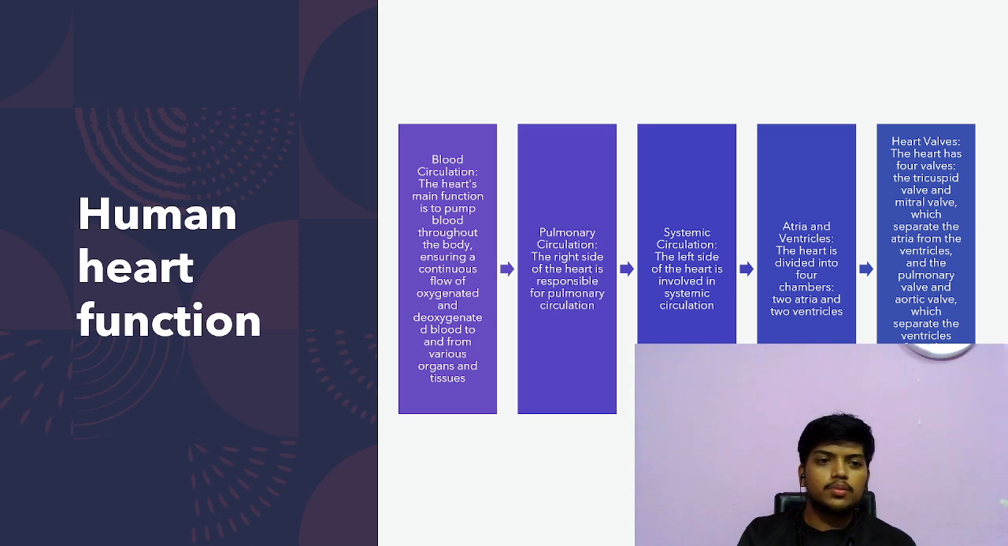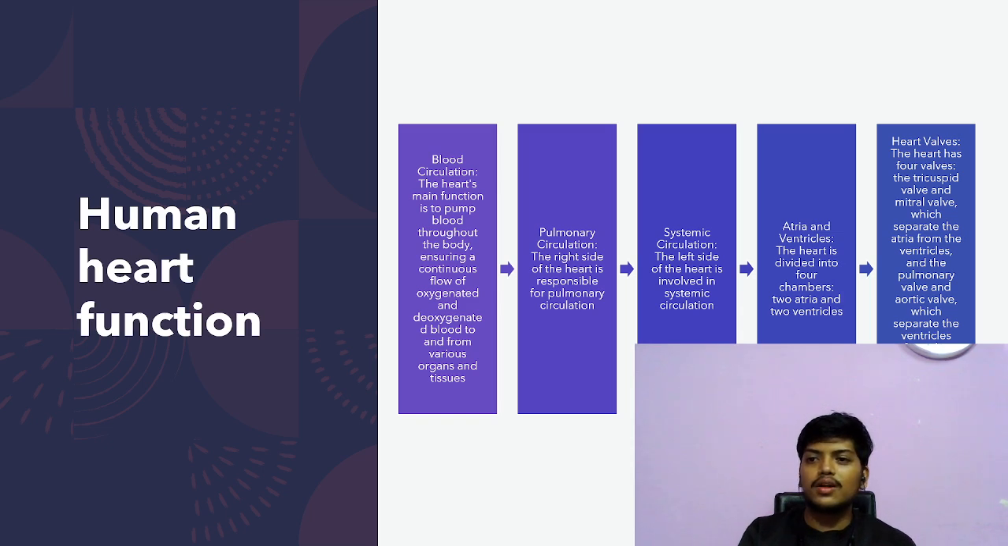The second part is human heart function. Human heart function mainly covers blood circulation. The main function is to pump blood through the body, ensuring a continuous flow of oxygenated blood as well as deoxygenated blood to and from the various organs and tissues. Next is the pulmonary circulation. The right side of the heart is responsible for pulmonary circulation. Systemic circulation: the left side of the heart is involved in the systemic circulation.